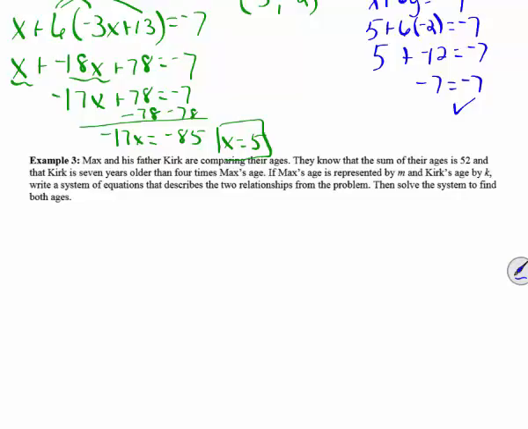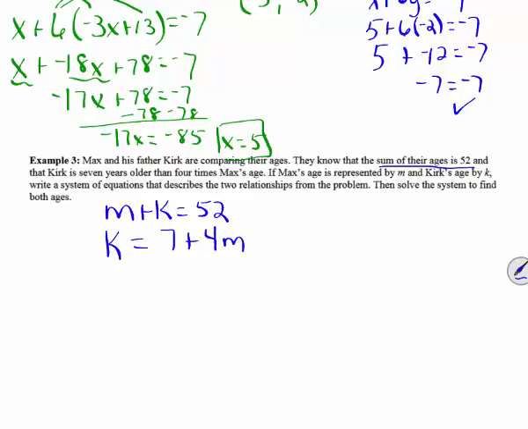So if you have two different variables, you have to have two different equations. So we want M to be Max and K to be Kirk. So we know, it says right here, the sum of their ages is 52. M plus K has to be 52. All right, we know that Kirk, K, is 7 years older, 7 years plus 4 times Max's age. So there are your two equations that you have to solve.